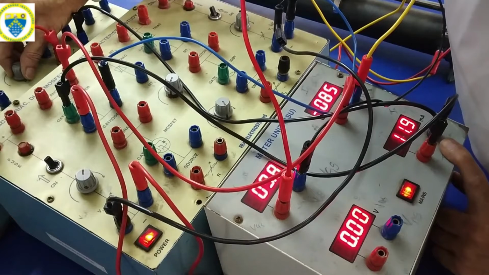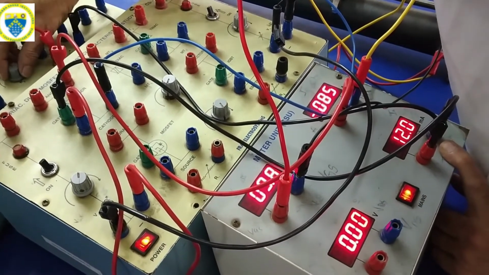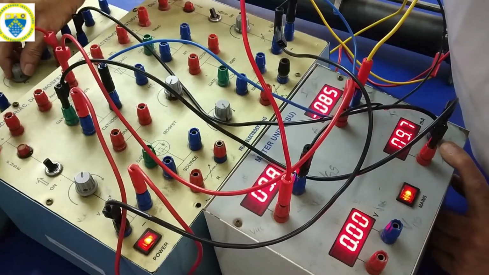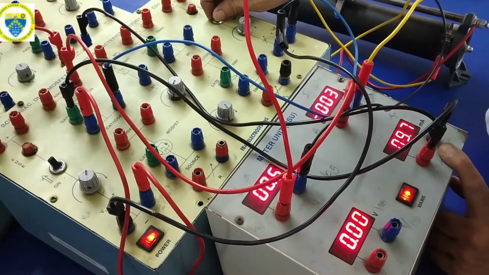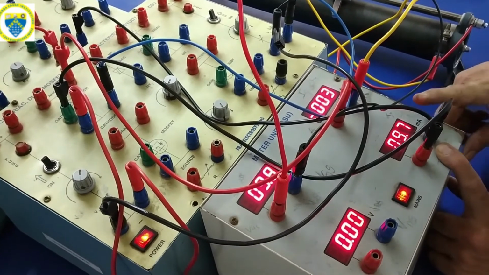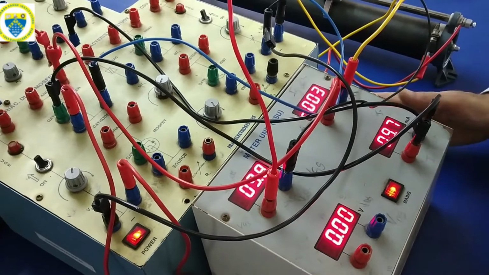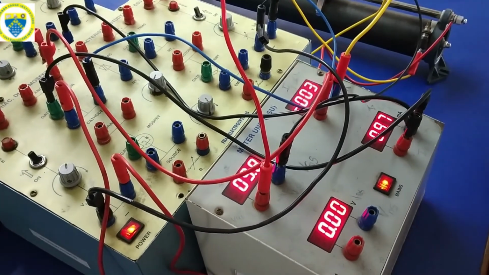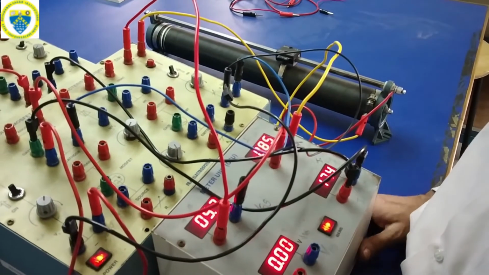The gate current is reduced to 9 milliamperes. I will switch off and then again switch it on, right? The thyristor is not conducting, so exactly it is around 9.7 milliamperes gate current. This is the first portion of the experiment. The next experiment is determining the latching current.